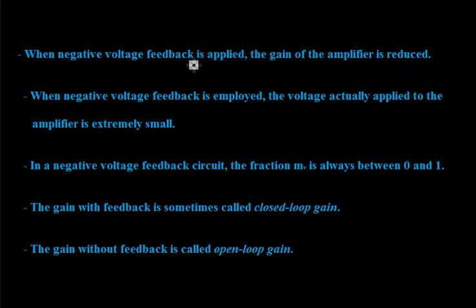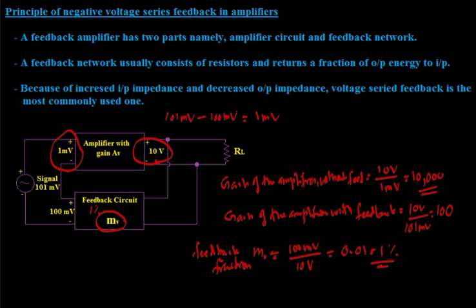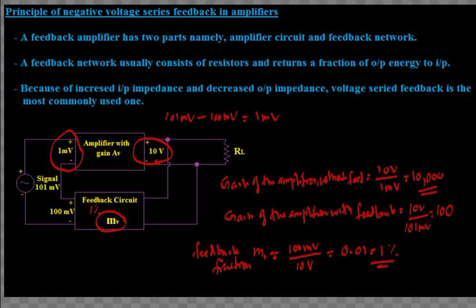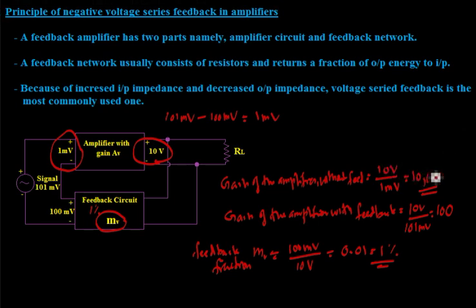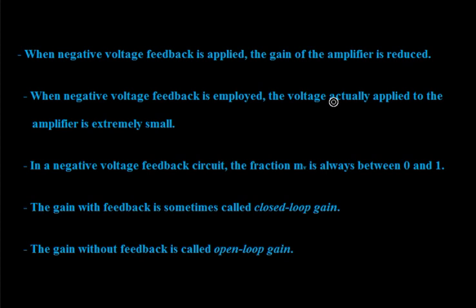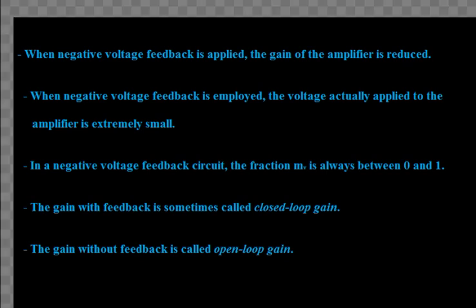In the previous example, we have seen that the gain of the amplifier without feedback is 10,000 and the gain of the amplifier with feedback is 100. So we can say that in a negative voltage feedback circuit, the gain of the amplifier is reduced.